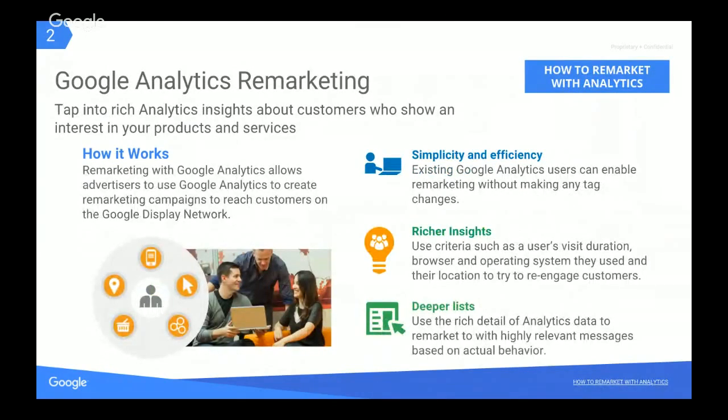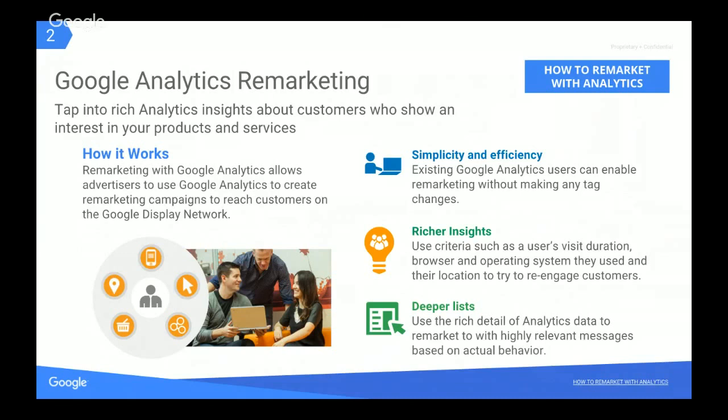Second way to do this is through Google Analytics. Tap into rich analytics insights about customers who show an interest in your products and services. Remarketing with Google Analytics allows advertisers to use Google Analytics to create remarketing campaigns and reach customers on the Google Display Network. It is simple and efficient, which is existing Google Analytics users can enable remarketing without making any tag changes. You just have to turn a small toggle on in your Google Analytics account.